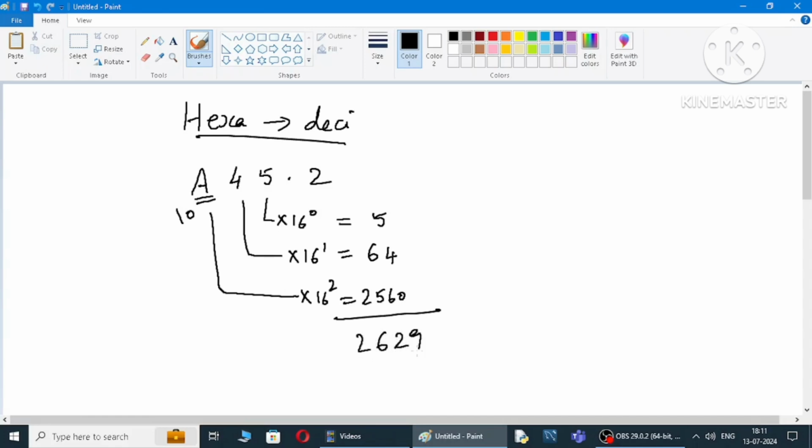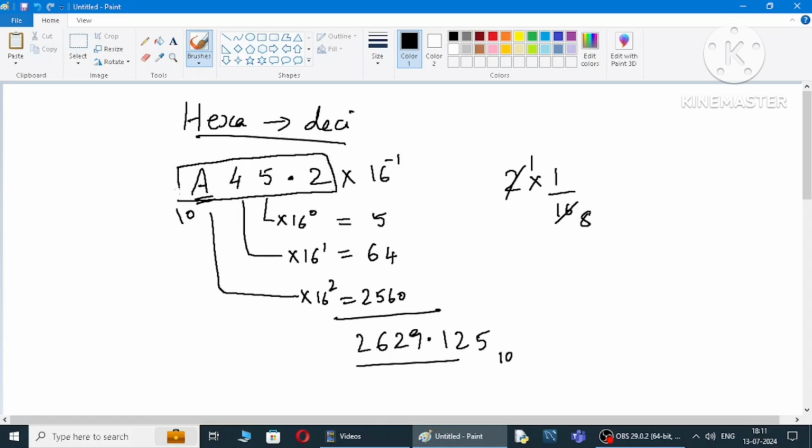So add all this, you will get 2629, which is the whole number part. For 0.2 you have to multiply by 16 power minus 1. So 2 into 1 by 16, which is 1 by 8. You know the value of 1 by 8 is 0.125. So this is the decimal equivalent of A45.2. So any hexadecimal to decimal should be multiplied by the powers of 16. So this is all about the different kinds of conversions.